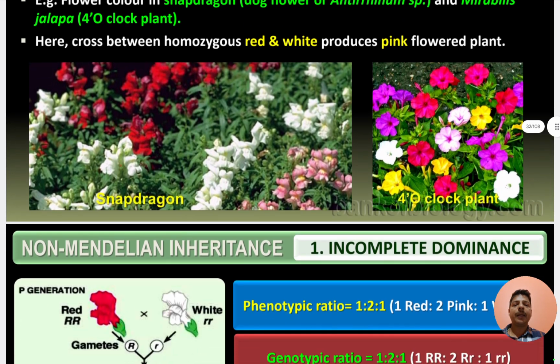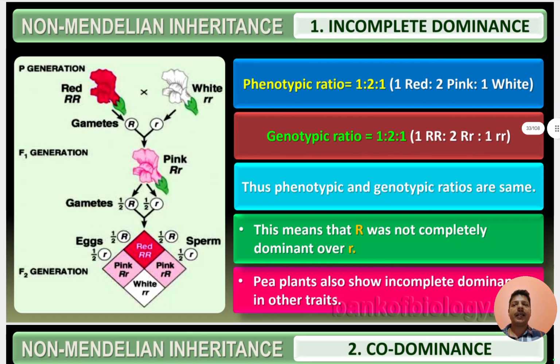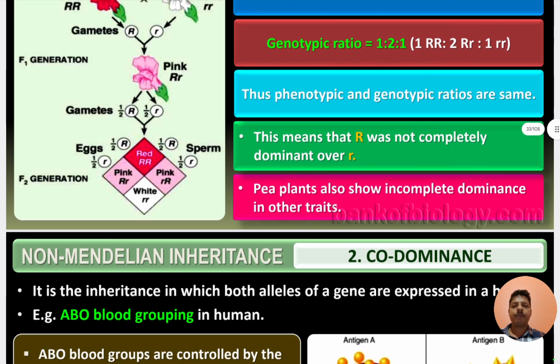They show incomplete dominance. Here again, the detailed phenotype ratio is 1:2:1, 1 red, 2 pink, 1 white. From this cross we can find the genotype ratio also, 1:2:1. Thus the phenotypic and genotypic ratios are the same. This means R, capital R, was not completely dominant over the small r. Pea plant also shows incomplete dominance in other traits.